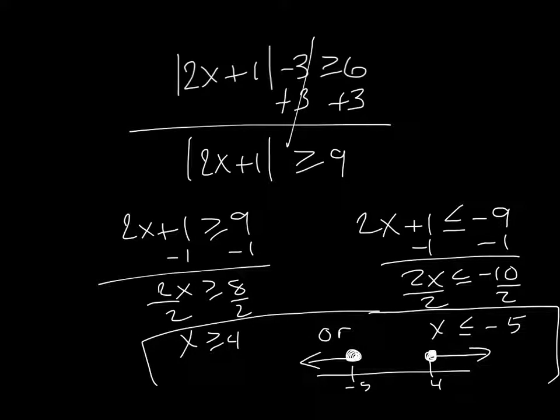Okay, now if they both went in the same direction, if both arrows went in the same direction, you did something wrong and you need to go back and check your work because they will not go in the same direction if you do it right.